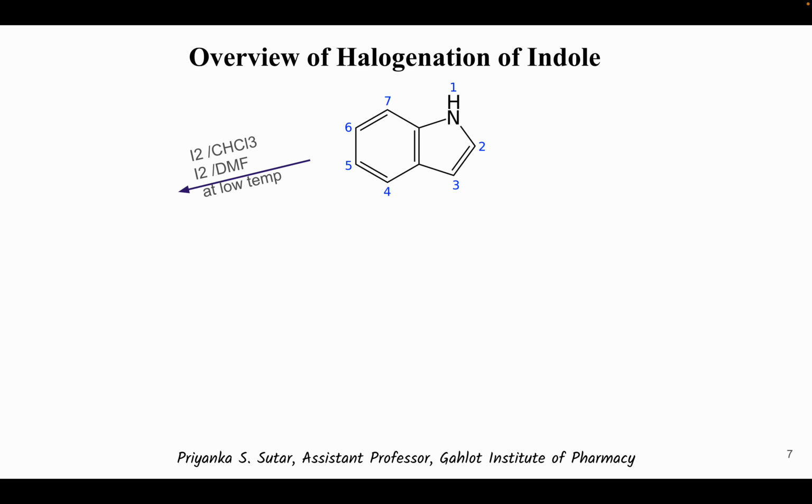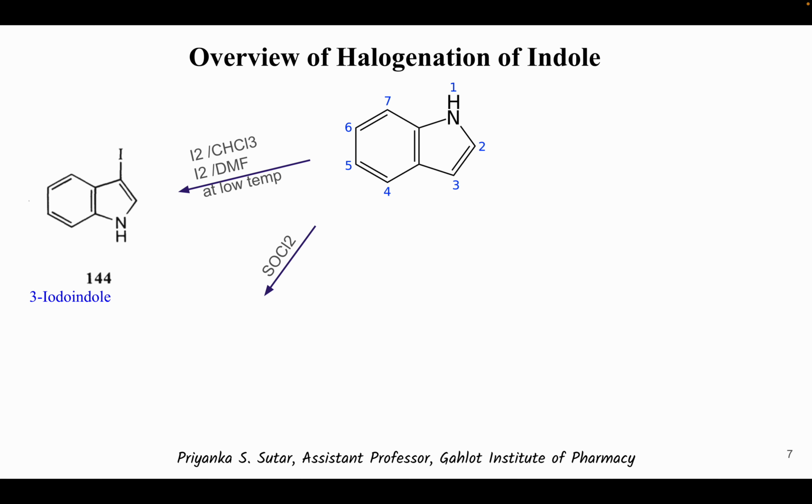First is iodination. Here you see the reaction condition: either iodine in CHCl3, chloroform, or iodine in DMF at low temperature. Now what is the rule? It will be substituted at the third position. So the product which will be formed is 3-iodo-indole. The electrophilic substitution or halogenation is at the third position, 1, 2, 3. So iodine will be attached to the third position.